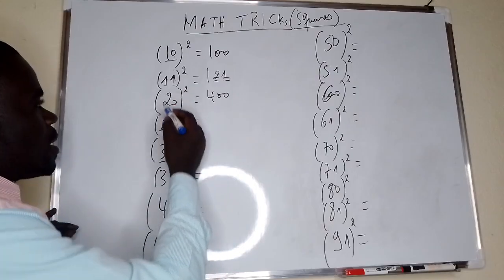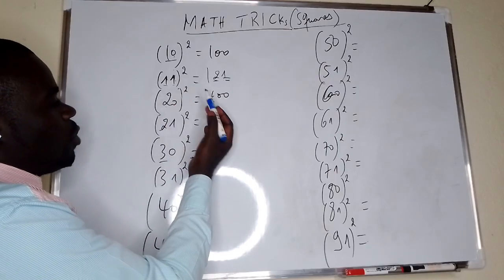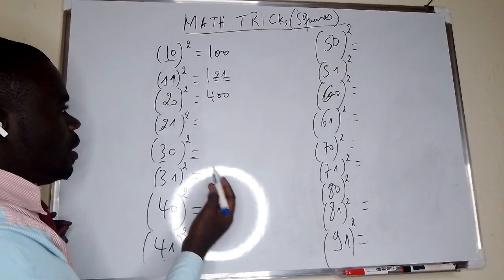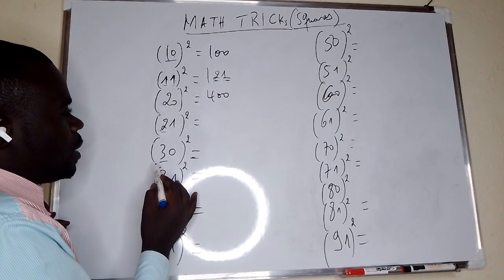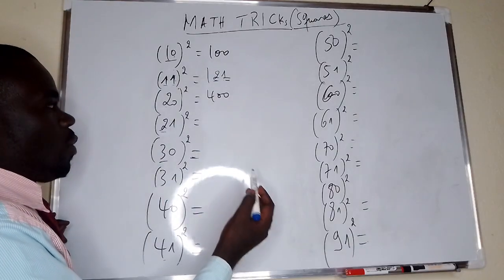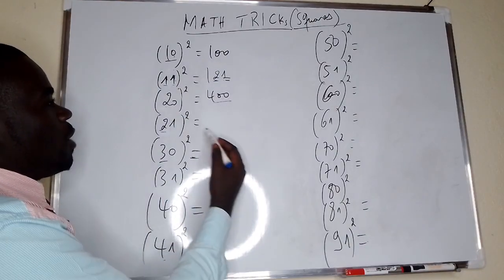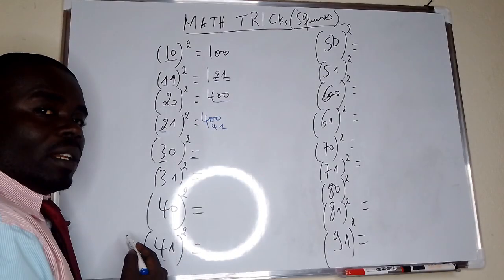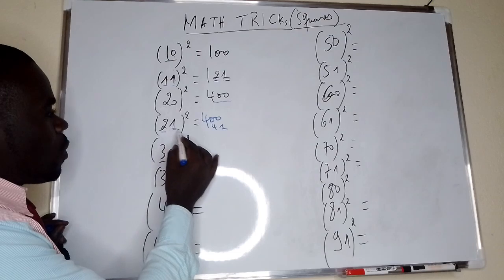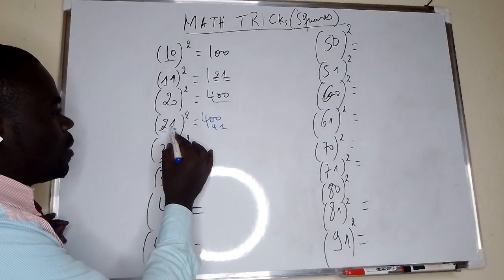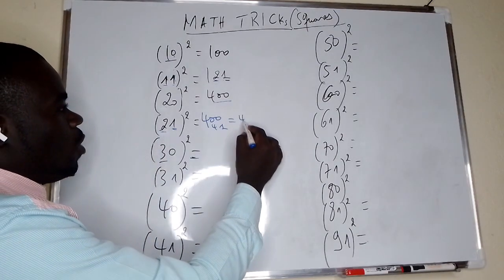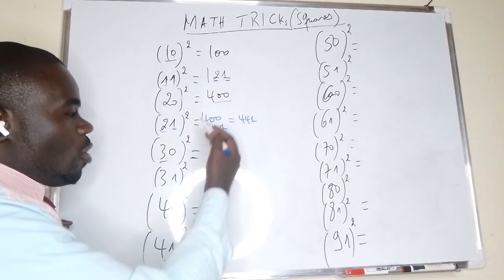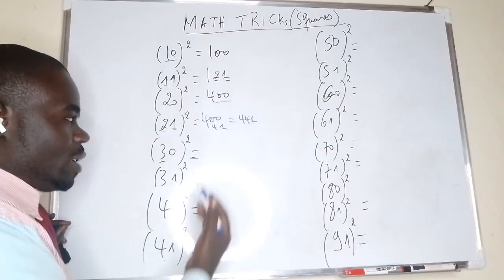Then, when we use this, we know that 20 squared is 400. Using this trick, we take 20 times 2, then plus 1, which is 41. So we have 400 for 20 squared, then we add 41, which is for the number ending in 1. So it is 20 times 2 plus 1, then we get 441. And is this trick working for other numbers? Yes, it works. Let's check.